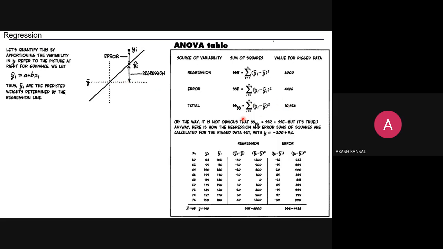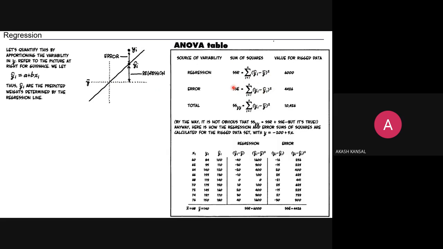So naturally, we can see that SYY that we calculated earlier, which is the sum of (yi minus y bar) squared, is equal to SSR plus SSE. We can't make sense of this from the formula alone, but statistically, when we look at it, it will come out to be true.